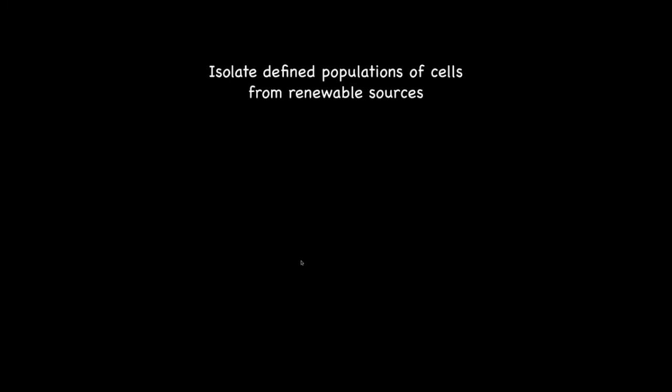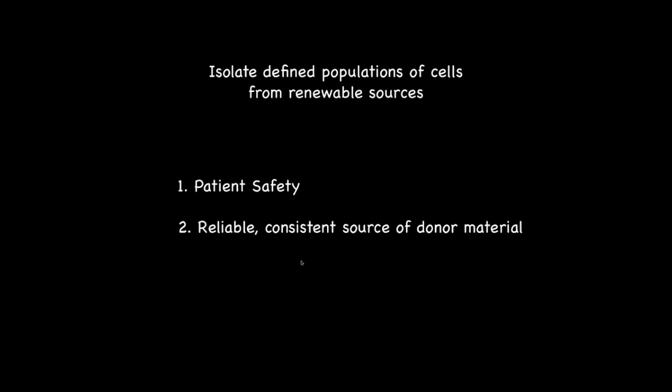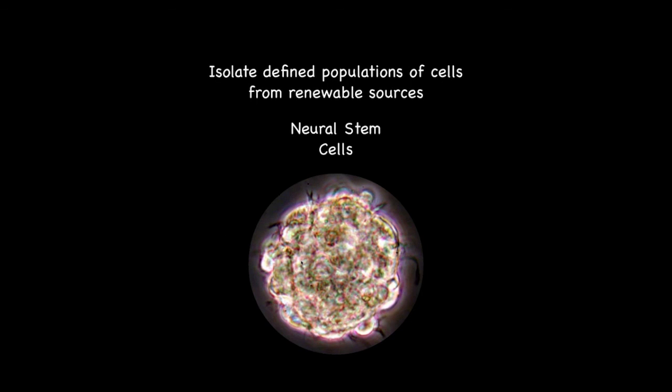So in moving forward then, one of the things that we've been thinking about in the lab is that if we're going to implant cells, we need to be able to isolate defined populations of cells from renewable sources. And the reason this is important is, number one, it's going to be important for patient safety. We need to know what we're implanting. Number two, we need a reliable, consistent source of material, not just reliable that we have an undifferentiated population of neural stem cells in the progeny, but we actually need to know what percentage of different cell types we're implanting, and this is obviously going to be important for regulatory approval at some point in time.